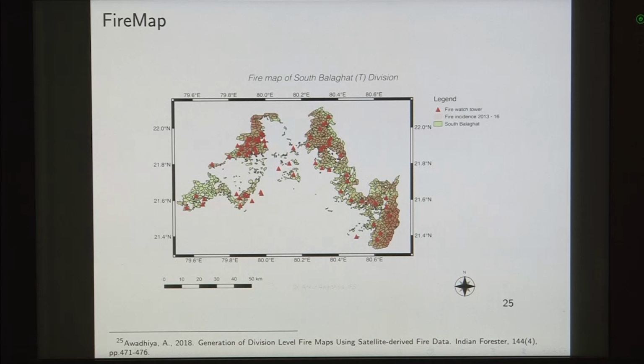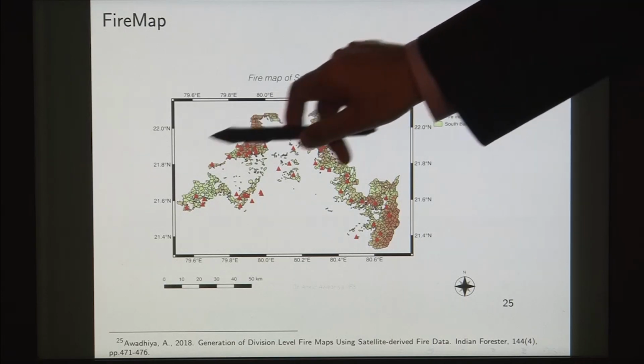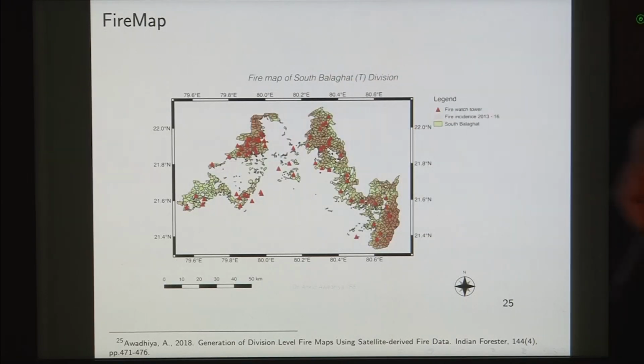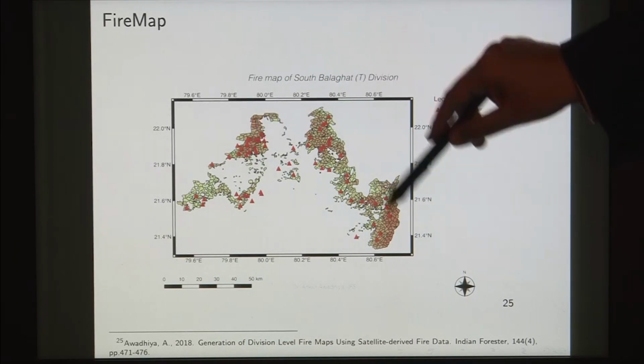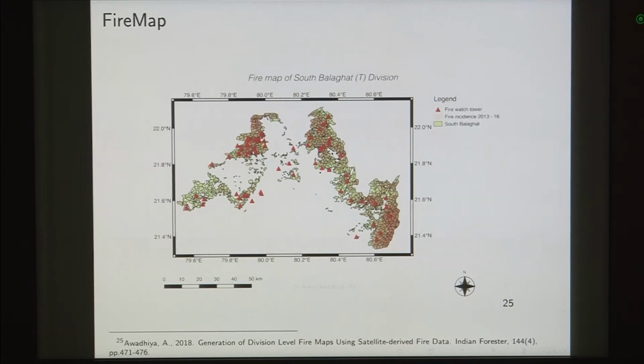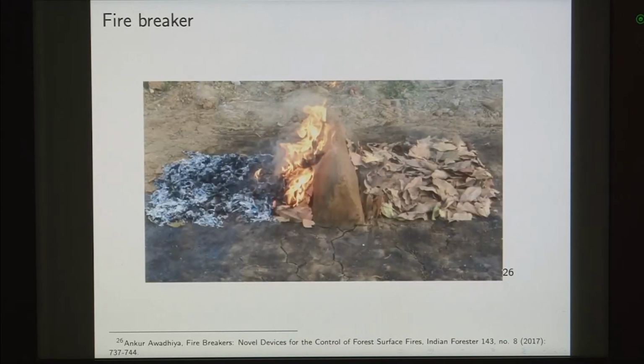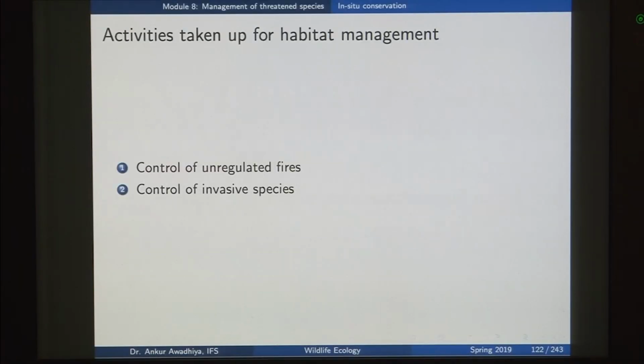As also we make use of fire maps. A fire map is a way in which we are able to concentrate our efforts. So, for instance, in the case of the reserve forest in Balaghat, we can see that we have more fires in these three areas. So, we deploy our resources preferentially into these areas by using these technologies. We also make use of fire breakers to substantiate the fire lines.